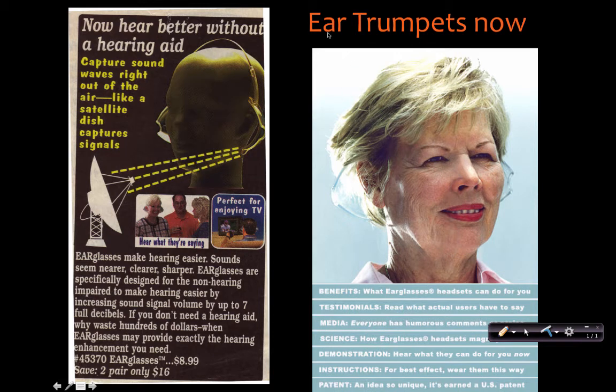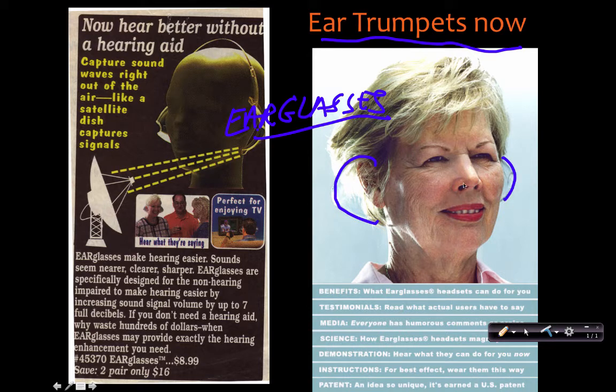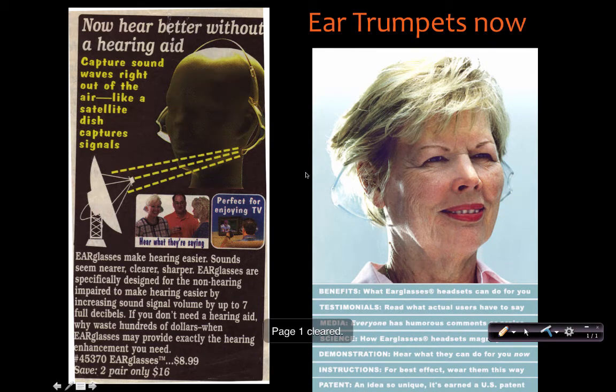That was then. As for ear trumpets now, there's actually a product still on the market. It's called ear glasses. I actually have a set of these. Ear glasses are these little plastic things that hang over the ear. You can kind of see the other one over there as well. This was an older version where they had it on a headband. The new version of ear glasses, these things just hang over your ear.